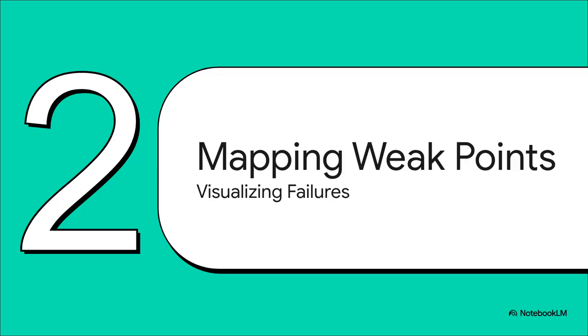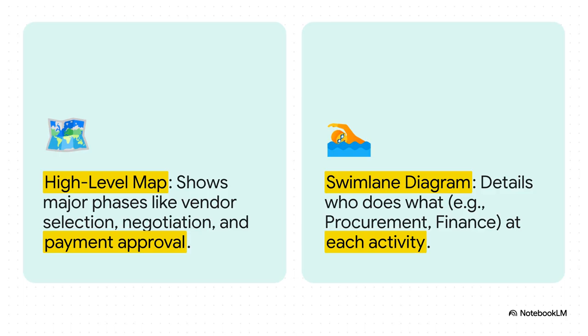Okay, let's move on to our next tool. Once you know why things are failing, you've got to figure out where they're most likely to happen. This is all about mapping out your weak spots. And we do this with process maps. They usually come in 2 flavors. You've got your high-level map, which gives you that 30,000-foot view of the big stages, but the detailed swim lane diagram, that's where the magic really happens. It shows you exactly who, procurement, finance, compliance, is responsible for what at every single little step. It's perfect for spotting those dangerous handoff points or gaps in who's watching the store.